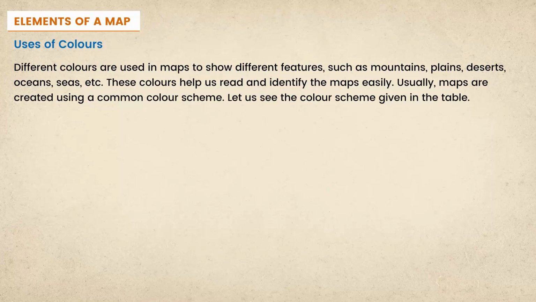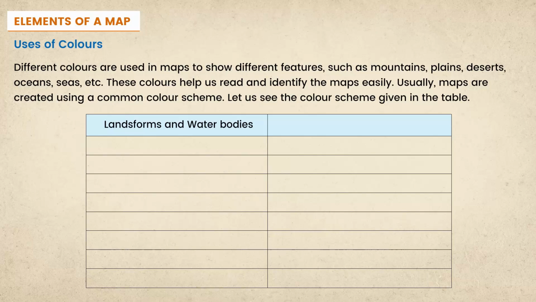Uses of colors. Different colors are used in maps to show different features, such as mountains, plains, deserts, oceans, seas, etc. These colors help us read and identify the maps easily. Usually, maps are created using a common color scheme. Let us see the color scheme given in the table.